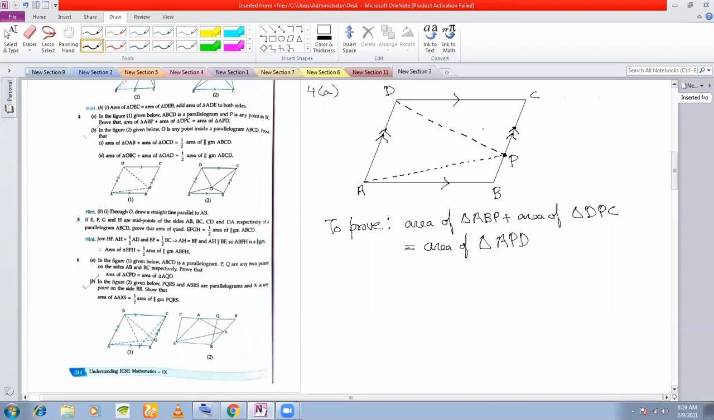That means what you need to prove here is that the sum of this triangle here and this triangle here must be equal to the area of this triangle. That is, if you add up the area of this triangle and this triangle, you must get the area of this triangle. That is the proof you need to show in simple terms. Okay, so let's start here.